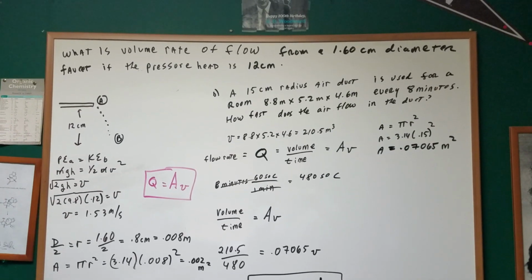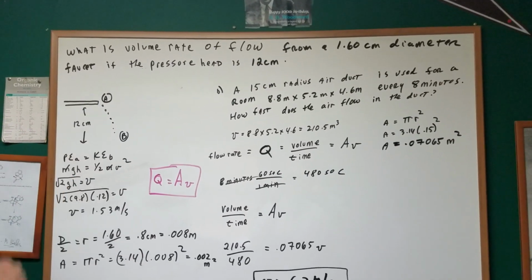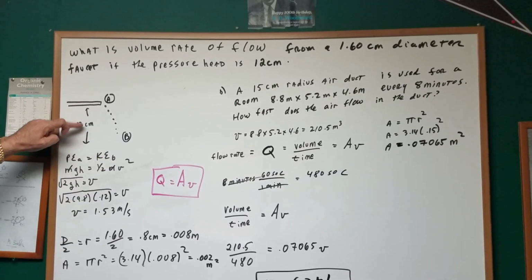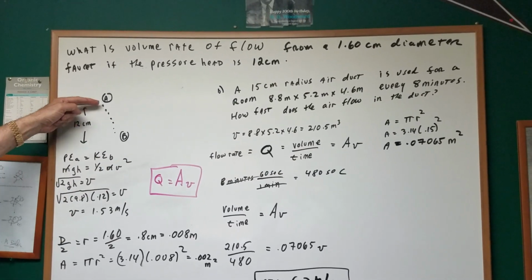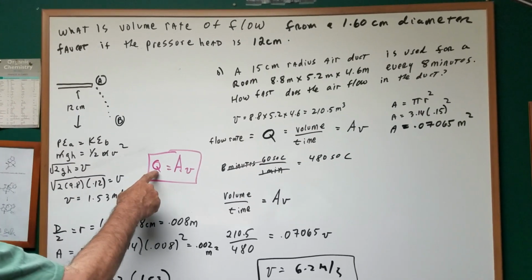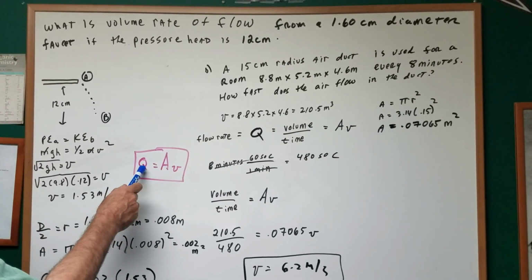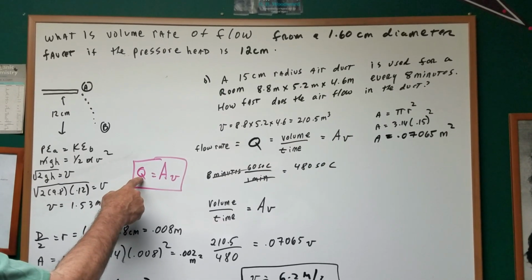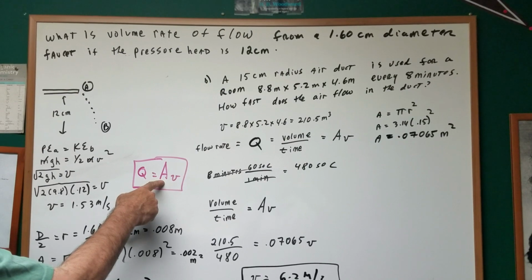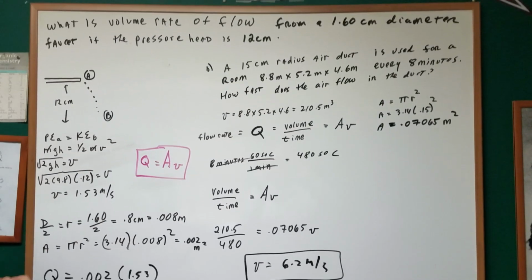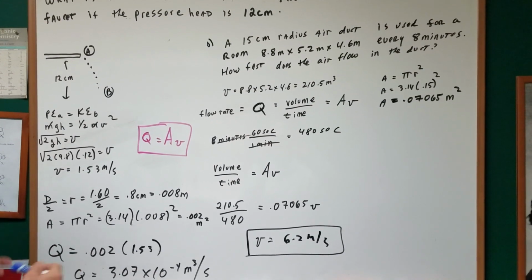Let's look at the scenario. This is the start of the problem. I'll call this point A, and this is point B, and we're up 12 centimeters high, so it's like a faucet. I think it's easy enough. Now, before we start, this is the formula we're going to use. Q stands for the flow rate, and that's what we want to find. Flow rate, Q, equals area times velocity.